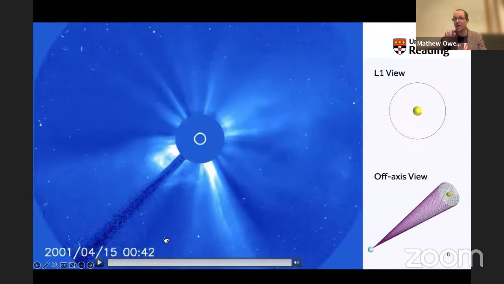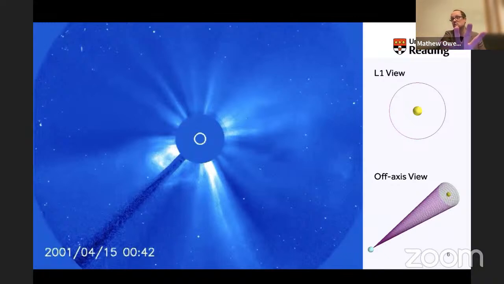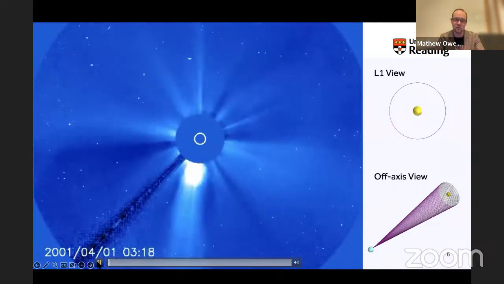Now, what we're looking at here, we're looking from Earth back towards the sun. So most of the structures we're seeing are not ones that are coming at us. The structures that come at us, we see as sort of halo features around the sun. I'll see if we can pick one out.